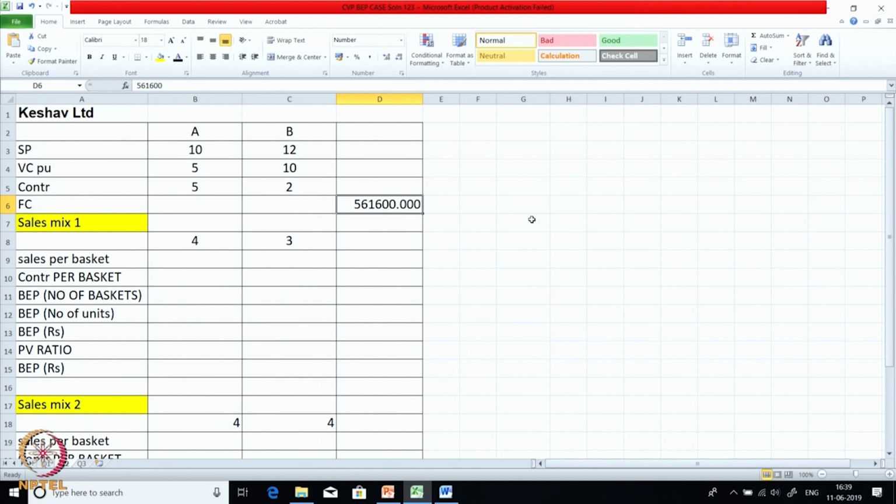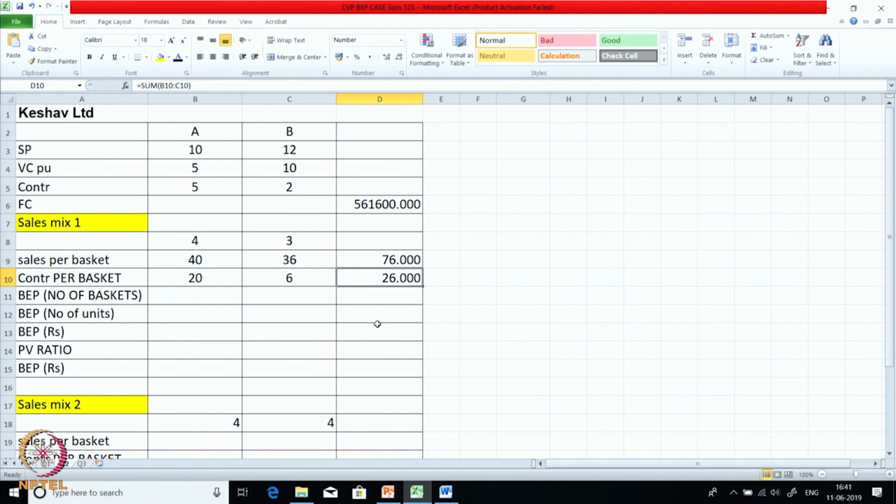Now to compute the BEP, it will be easier if you make a basket. So in sales mix 1, we have made a basket of 4 A's and 3 B's. So what is the sales per basket now? 4 into 10, that is 40, 3 into 12, that is 36. Total sales price for the basket is 76. Contribution: 5 into 5 is a contribution per 1 unit of A, 5 into 4, that is 20, and 6 because 3 into 2. So total contribution for the basket is 26.